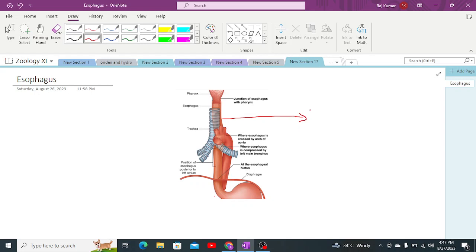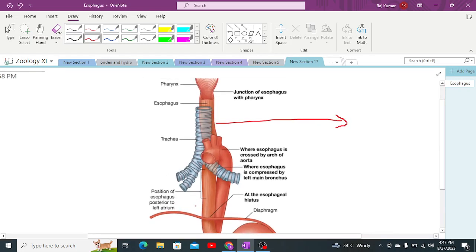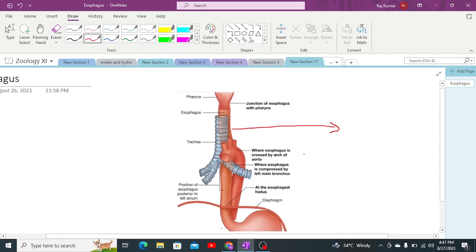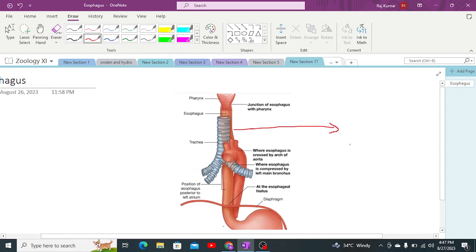The following structures are given in the diagram here as well. The position of the esophagus is posterior to the left atrium. Its extension starts from the lower neck to the upper region of the abdominal cavity, and it is majorly found in the thoracic cavity, while it is minorly found in the abdominal cavity. No chemical or mechanical digestion occurs.